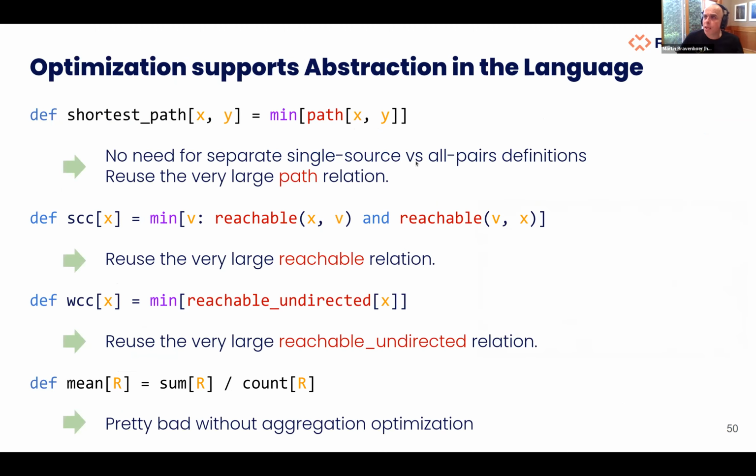Some examples of these abstractions, like the example that I just gave: there's no need in our system for a separate definition of single source versus all pairs. We can reduce the generic path definition and build this optimized into whatever form is needed. The same for SCCs, which can be expressed like this. This is not a great definition because the reachability relation is potentially very large, but it will just push the min into the reachability. The same for weakly connected components.